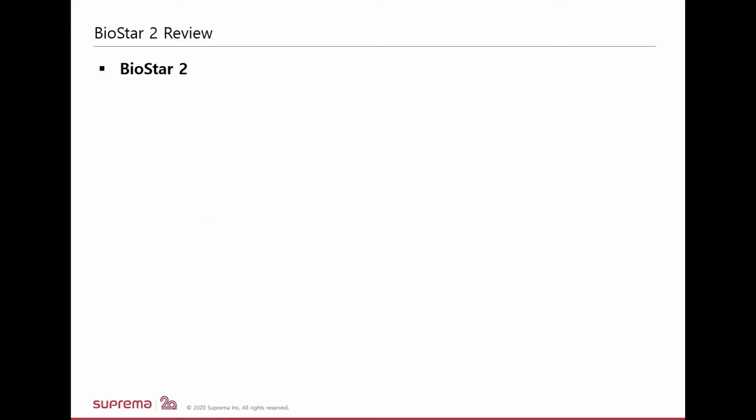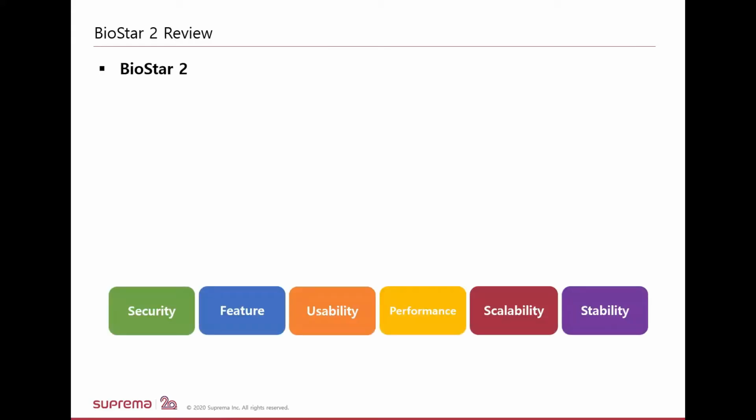So if you go through BioStar 2, the upcoming features, first I would like to go with the review of what we have done for the past couple of months. We have six types of items that we focus on: security, feature, usability, performance, scalability, and stability. I think every software company will be targeting to make these better. I'm just bringing this up because it will show you the new features or the already implemented features and show which category they fall into.